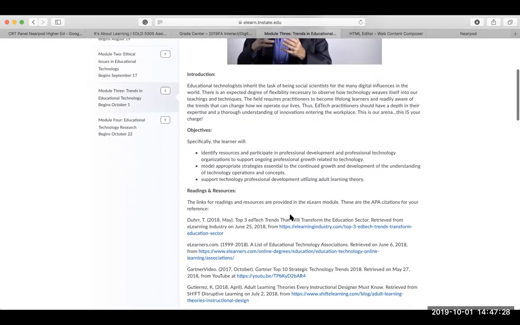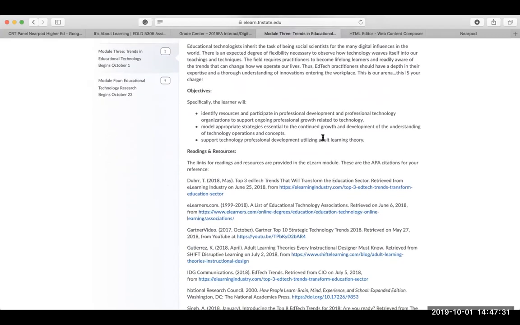So we have our objectives in which we're going to look at resources to participate in professional development, modeling appropriate strategies, and also to support professional development as it pertains to adult learning theory. This is going to be important because I don't want to assume that everyone that's in our EdTech program is going to be working in the K-12 sector.